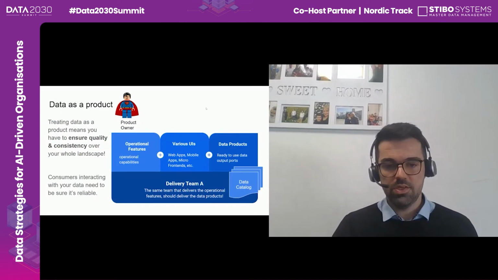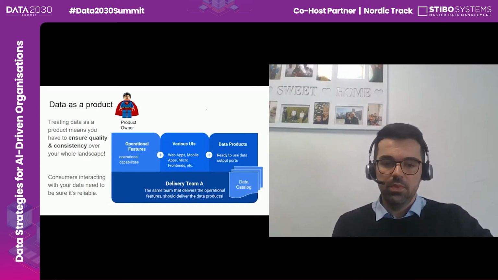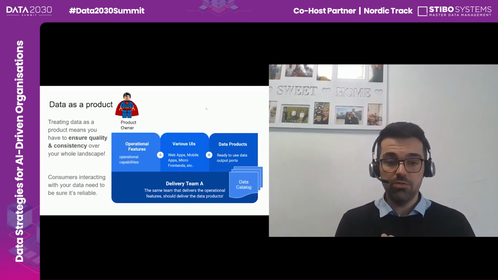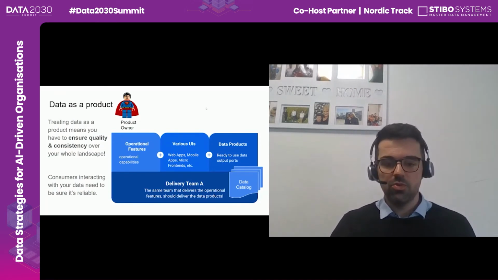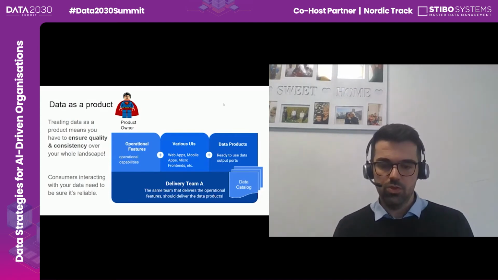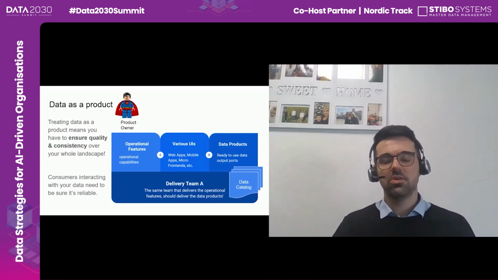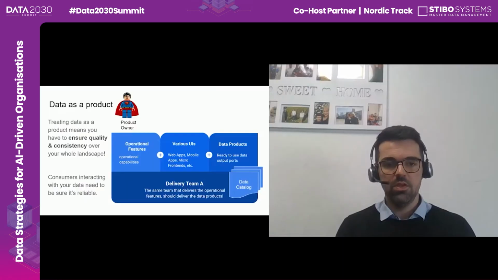As you see in the picture on the right side, a given delivery team, let's call it delivery team A, that same team should ensure the release and the delivery of operational features. Of course, the various user interfaces, web apps, mobile apps, micro frontends, etc. But also the data products should come from the same delivery team. Of course, inside that team, depending on the size and complexity, you can have dedicated data product developers at the end. But it's really important to start with that team. They should be capable of developing their data products.